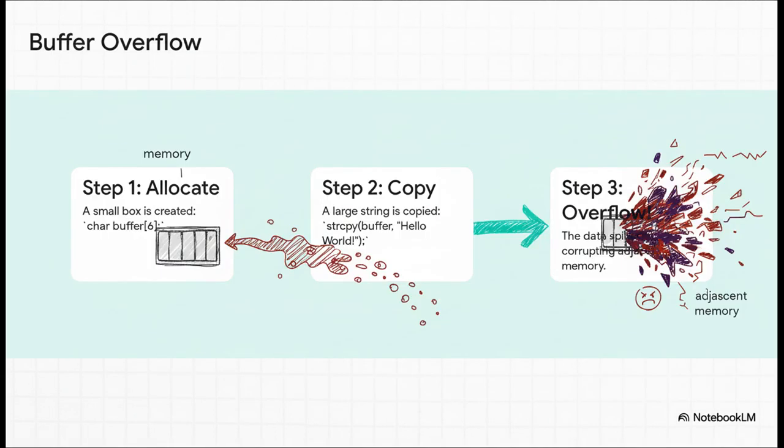And this is exactly how it happens, step by step. In step 1, we create a nice little box in memory, a buffer that can hold just a few characters. Then, in step 2, we grab a function like strcpy and we try to cram this huge string into our tiny box. Because strcpy doesn't check the size, it just keeps writing. And you get to step 3, the overflow. The data spills out of the box, overwriting whatever was next to it. Best case scenario, your program crashes. Worst case, you've just created a security hole that an attacker could use.